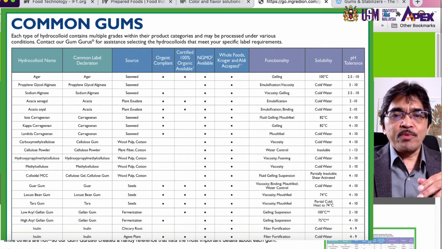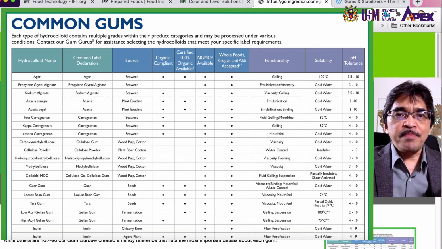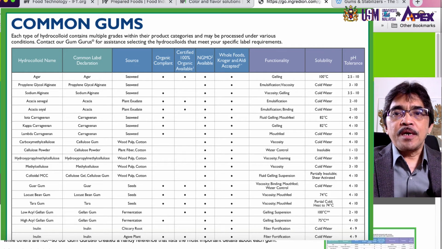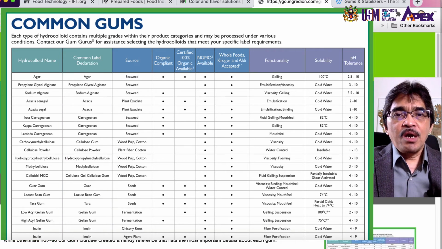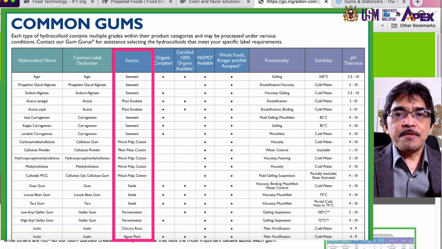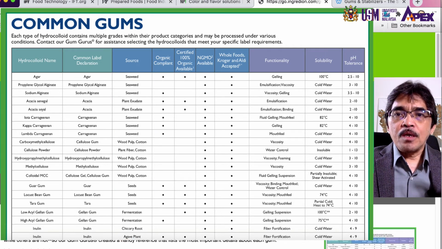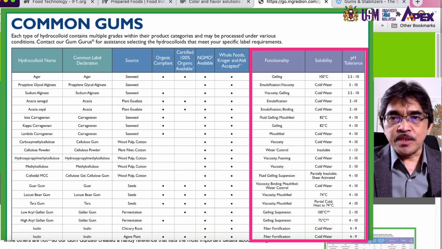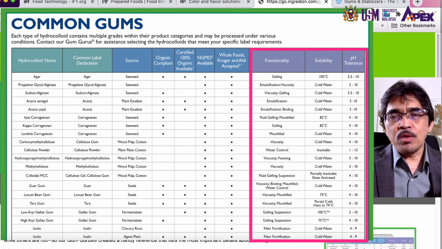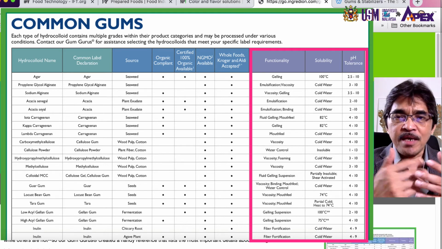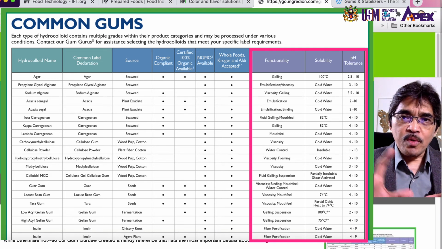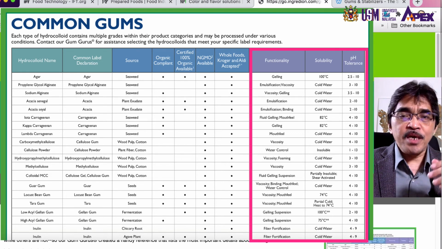Common gums. What we have in this table: each type of hydrocolloid contains multiple grades within its product category and may be processed under various conditions. As you can see here, in this column we have the hydrocolloid name, and we have the common name or common label declaration. What is the source of these hydrocolloids? And more importantly, the properties and functionalities, and the solubility, whether some can be solubilized in cold water or at room temperature. Some can only be solubilized at elevated temperature. So you need to know the different properties as well as the pH tolerance.